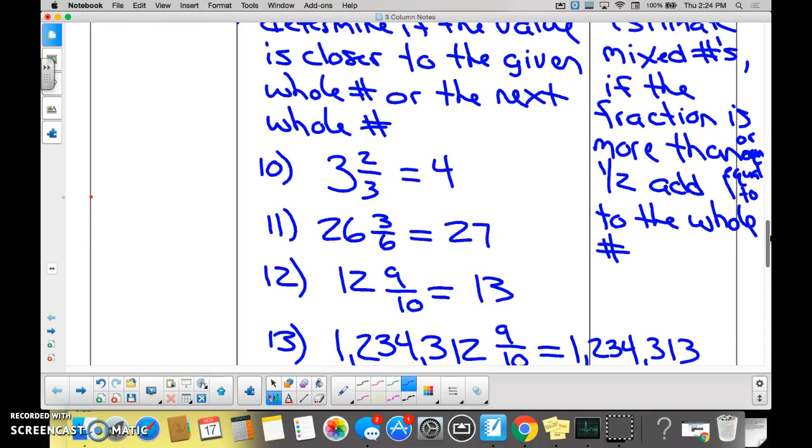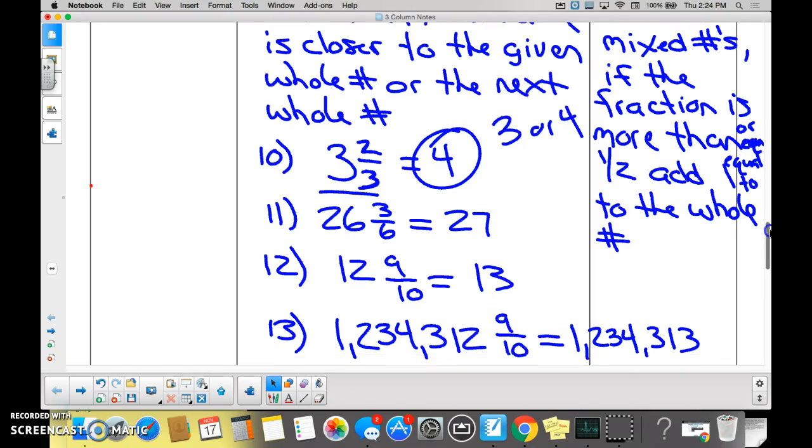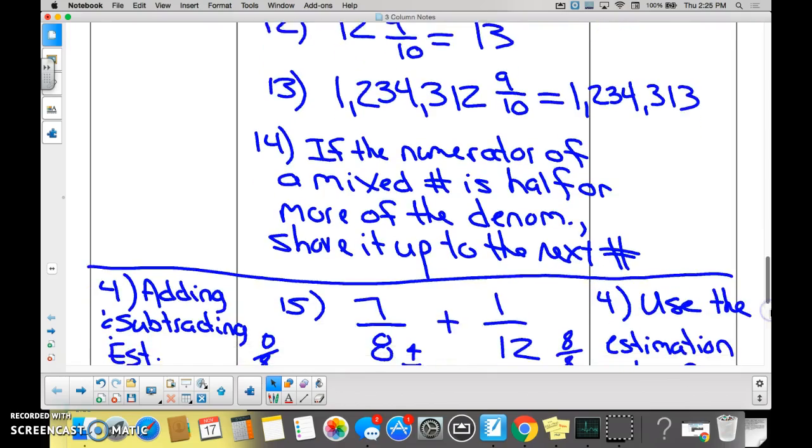So we have 3 2/3. You have 2 choices. The answer is going to be 3 or 4. Katie, we said the answer was 4. Why? Because 2/3 is bigger than half. So we took the denominator 3, and we said, okay, is 2 half of that or more? Is 2 half or more than 3? Yes. So we gave it a shove to 4, right? Because it was closer to 4 than it was to 3. Make sense? Okay, and then let's slide all the way down to adding and subtracting.